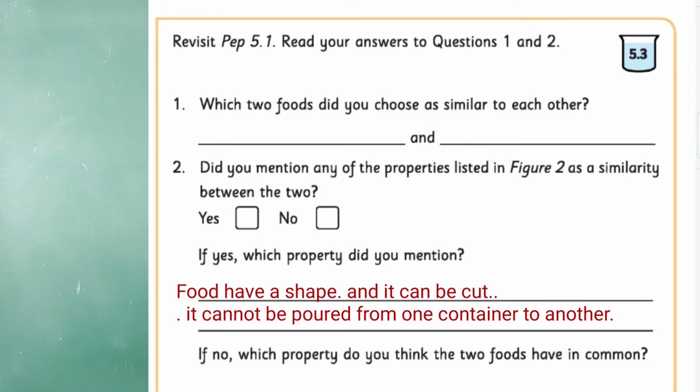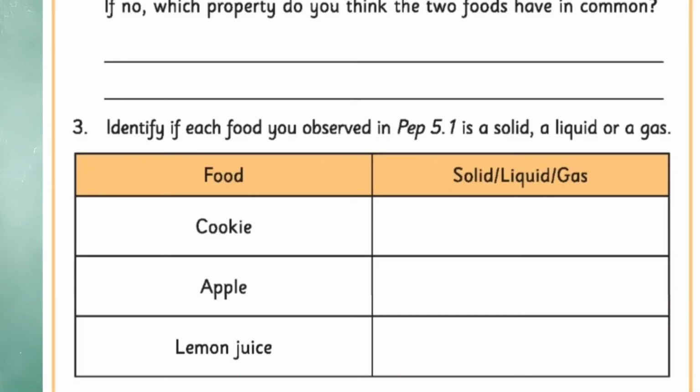Third question, identify if each food you observed in PEP 5.1 is a solid, liquid or a gas. You can now say whether it is a solid, liquid or gas, right? So the food is cookie. Cookie is a solid. Apple is a solid. Lemon juice, yes, it is a liquid.